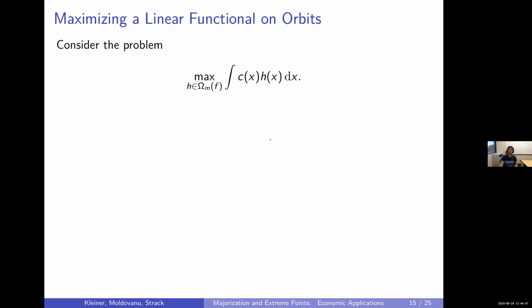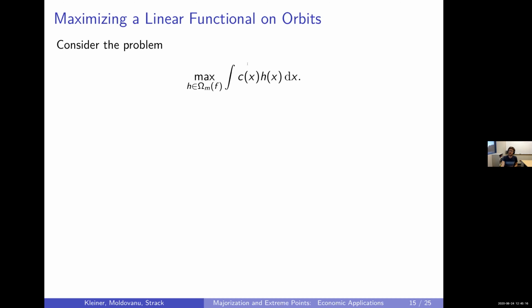So now we're looking at, suppose you have a linear objective function. In this setting, this means you're maximizing a functional of the form: you're taking the integral of c of x, where this is some function, times what you're choosing, h of x. So this is your objective function. And your constraint is you can only choose non-decreasing functions that are majorized by f.